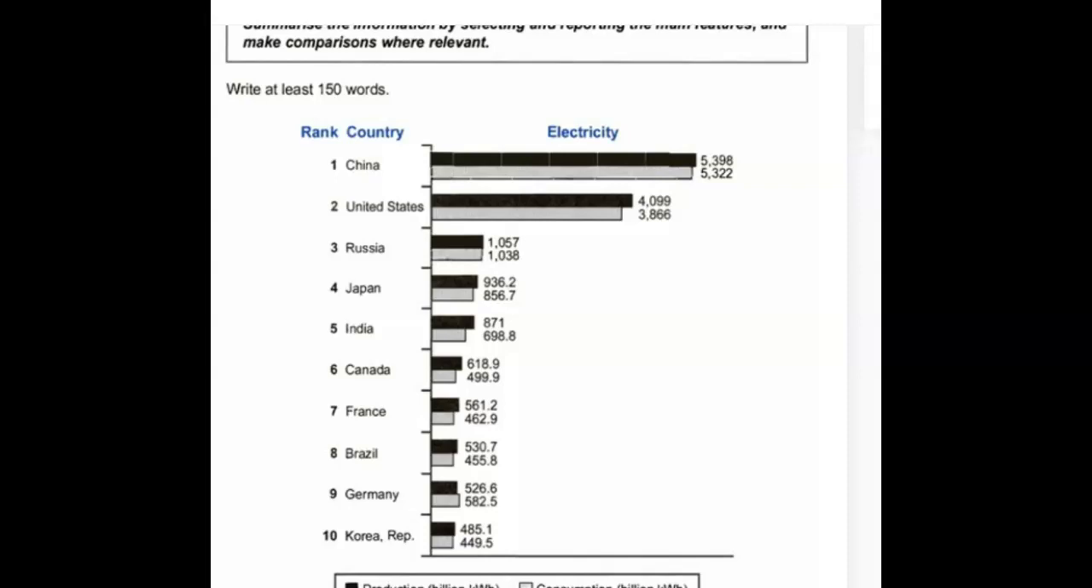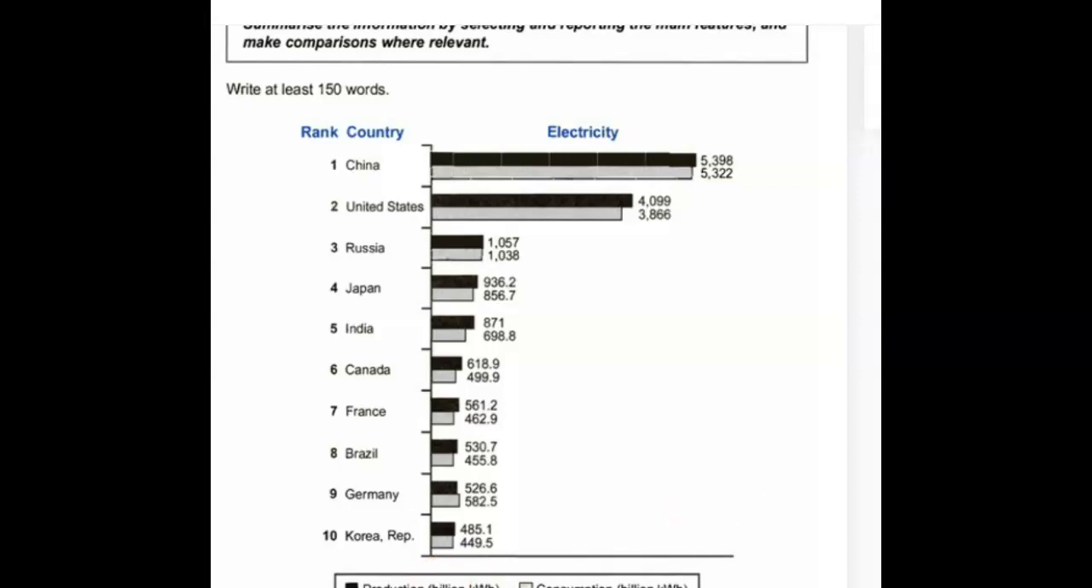Now, one expression that you can't use here, even though it appears to be an expression of comparison, is fivefold or twofold. So look at this. You could not say, for example, that China's production was fivefold that of Russia. That would be absolutely inaccurate. This kind of expression with fivefold and twofold and threefold and so forth is appropriate in a dynamic chart, but here you just can't use it.